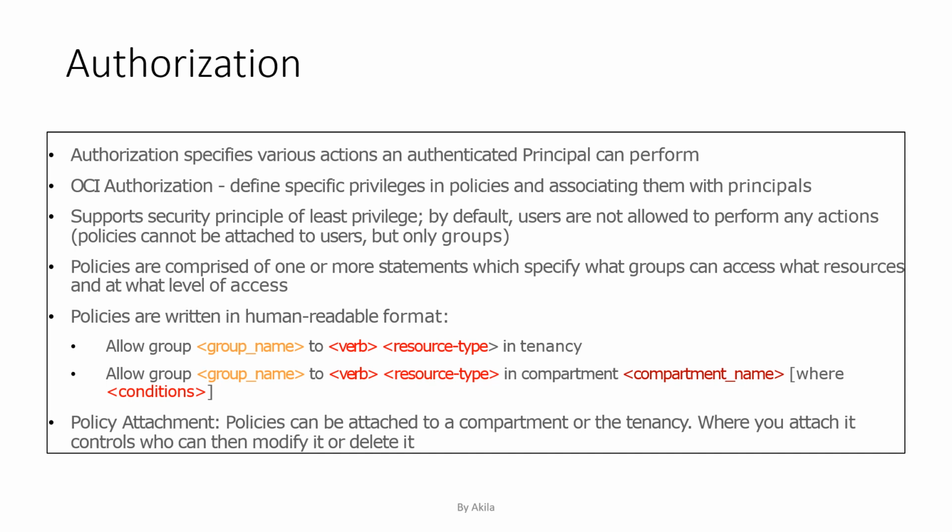Now authorization. Authorization specifies the various actions an authenticated principal can perform. So authorization is which identifies the user, right? What kind of user can access our resources. Mostly this will be in a human readable format only: particular group name, verb, resource in tenancy, or particular group name, verb, resource in a particular compartment. So this way only policy will be attached to do the authorization.